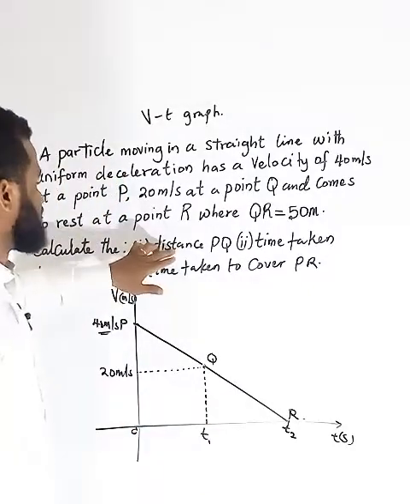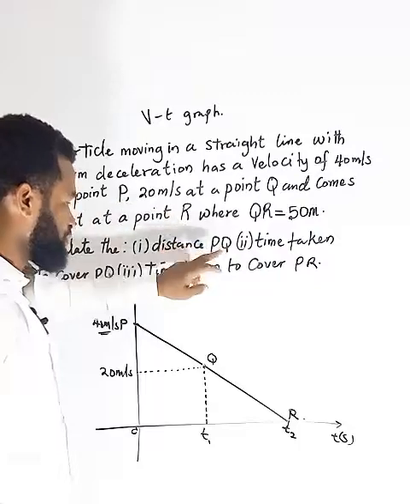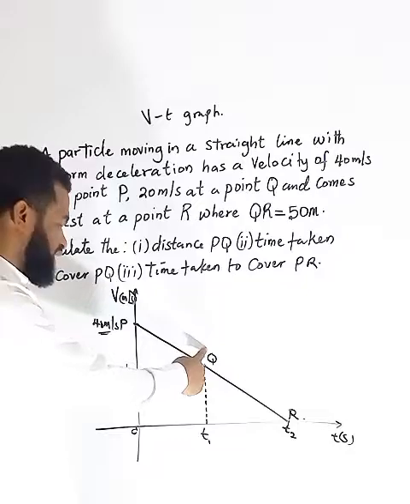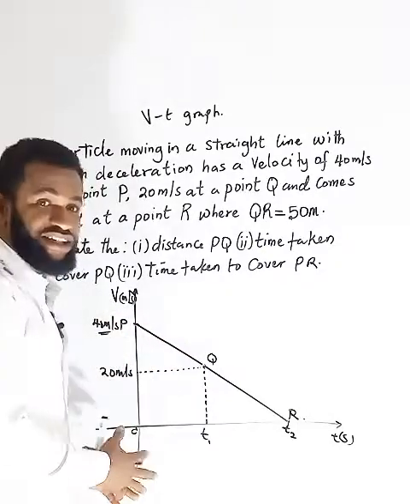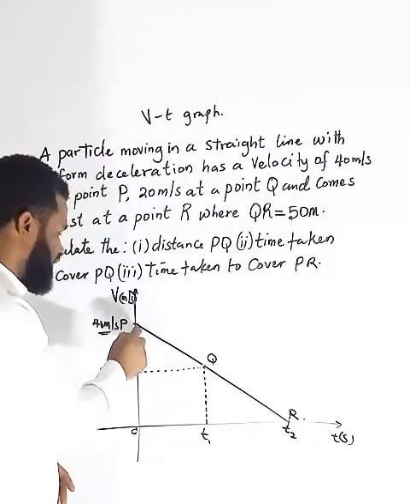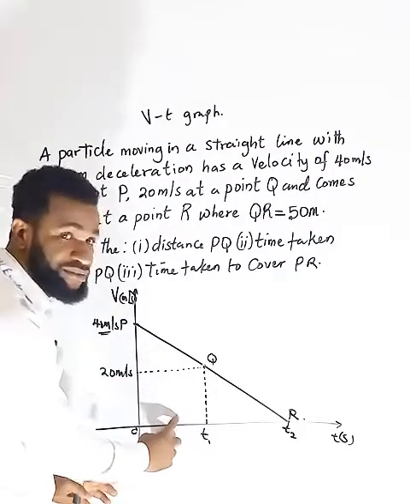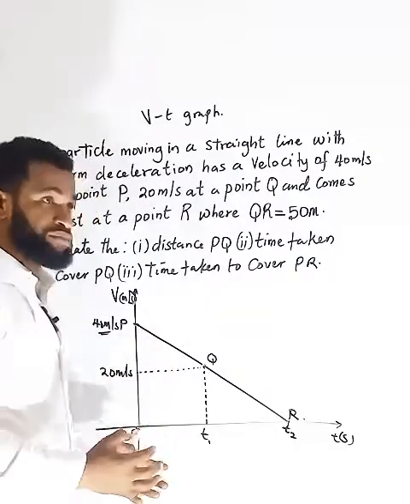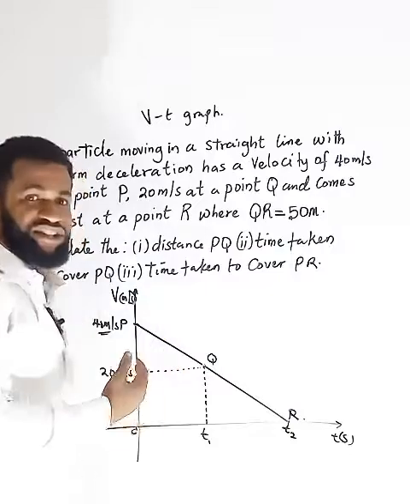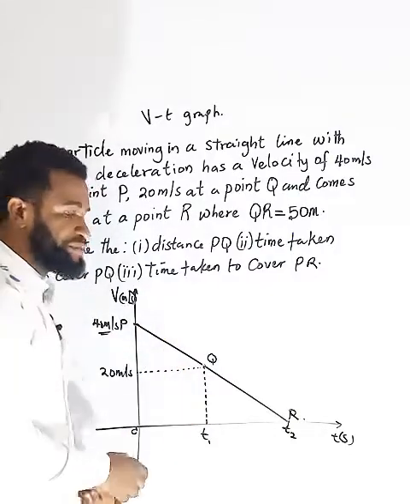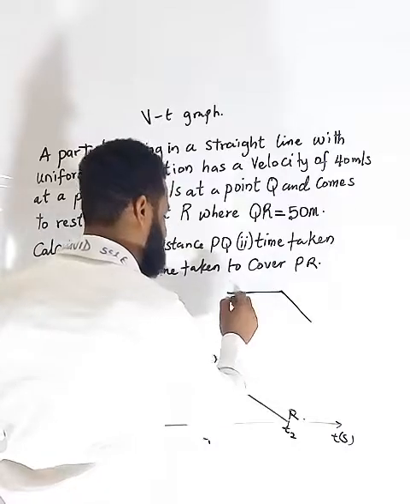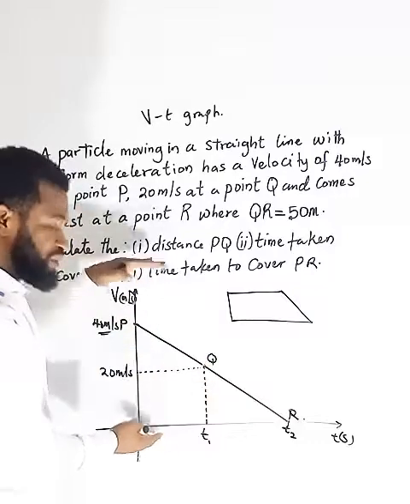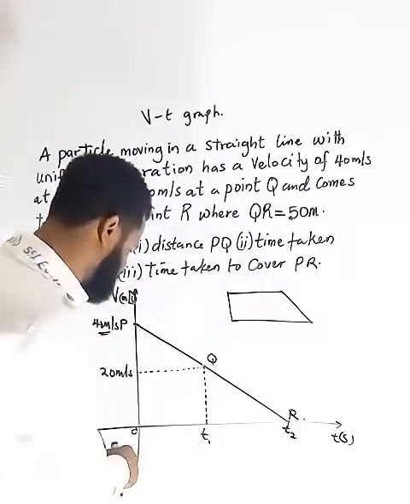Now the first question asks for the distance PQ. From P to Q, I don't know the distance. And if you look at it very well, it looks like a trapezium, or we can say it looks like a triangle and a rectangle, because the distance on any velocity time graph is based on the area under the graph. So the area under this graph is a trapezium. Remember, a trapezium looks like this. Yes, that is a trapezium, but here it's just swapped. If I flip it over, it will look like this.